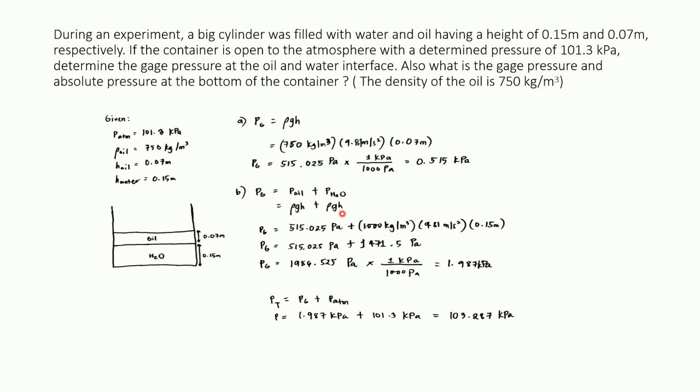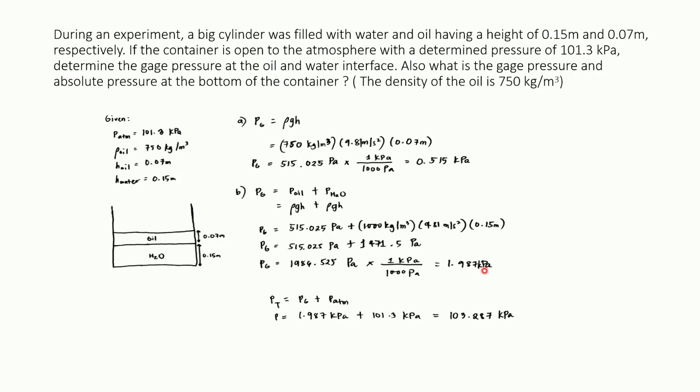So the density for water is 1000 kg per cubic meter, and the gravitational acceleration 9.81 meter per second square, and its height 0.15 meter. So we will get that the pressure is equivalent to 1471.5 Pascal, and adding that, we will get that the gauge pressure at the bottom of the container is 1986.525 Pascal, and converting it into kilopascal, we will get that the gauge pressure is 1.987 kilopascal.